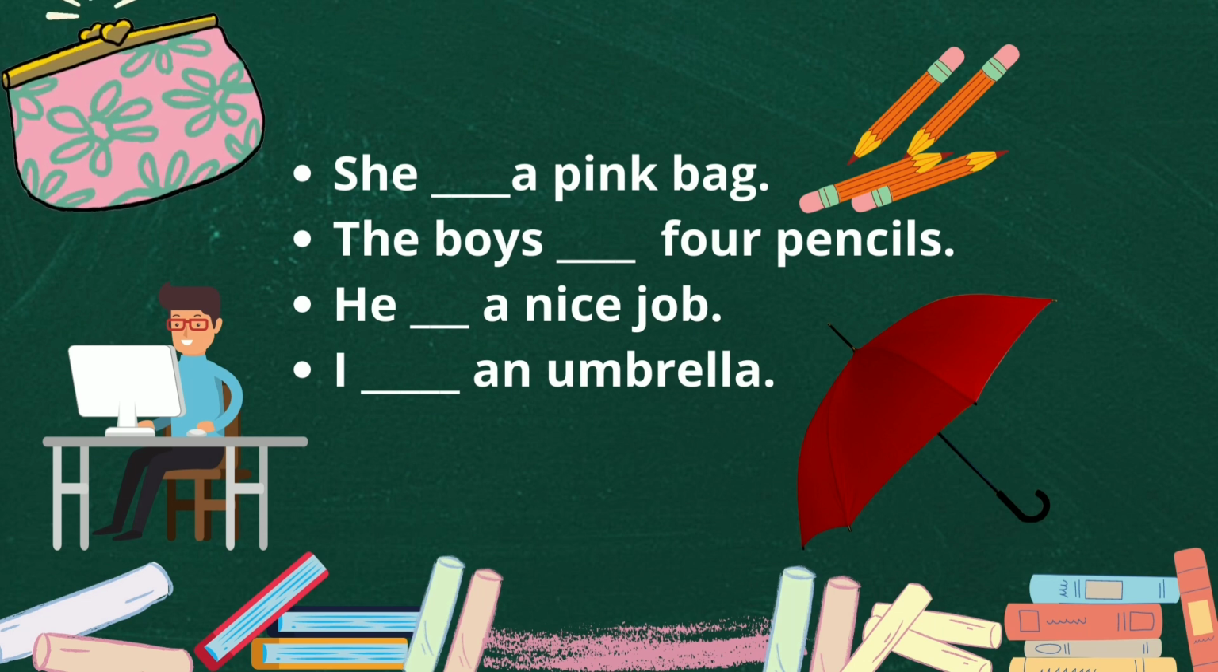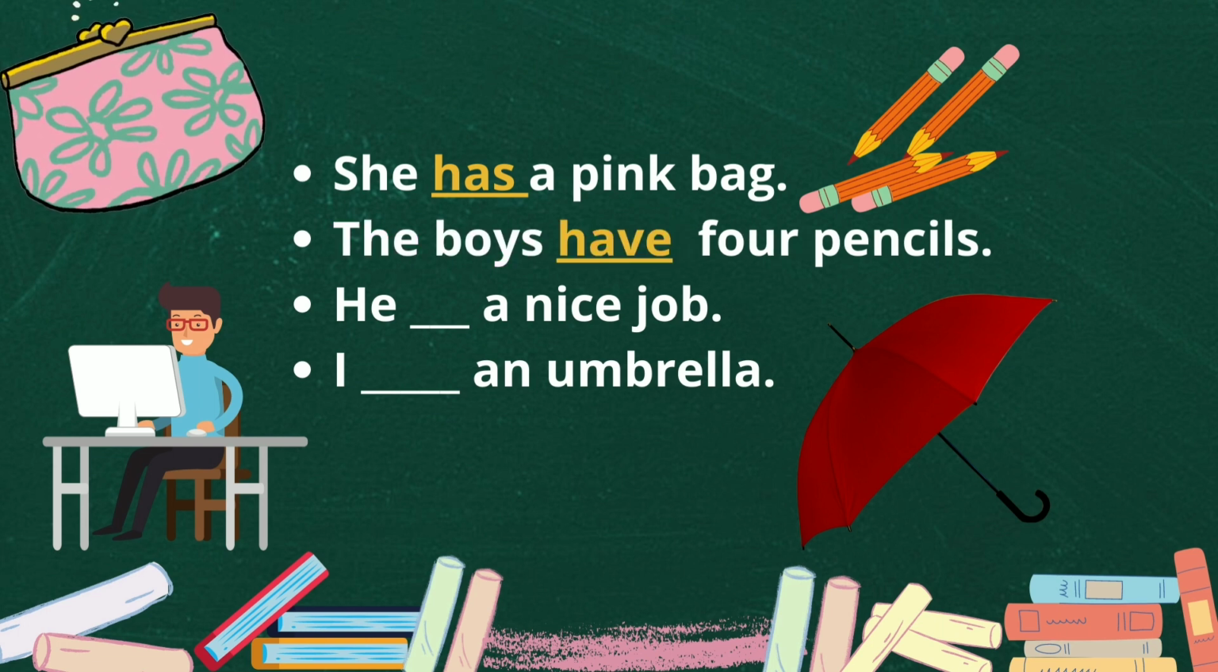First one is, she dash a pink bag. Here, we are talking about a girl or a woman. Therefore, we'll use has. She has a pink bag. The boys dash 4 pencils. Here we are talking about many boys, that is plural. Therefore, we'll use have. The boys have 4 pencils.